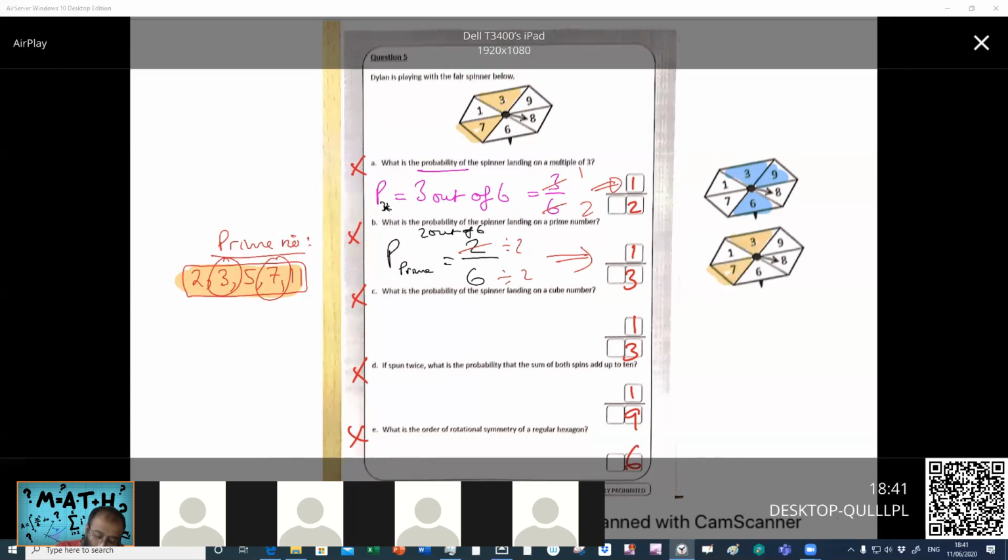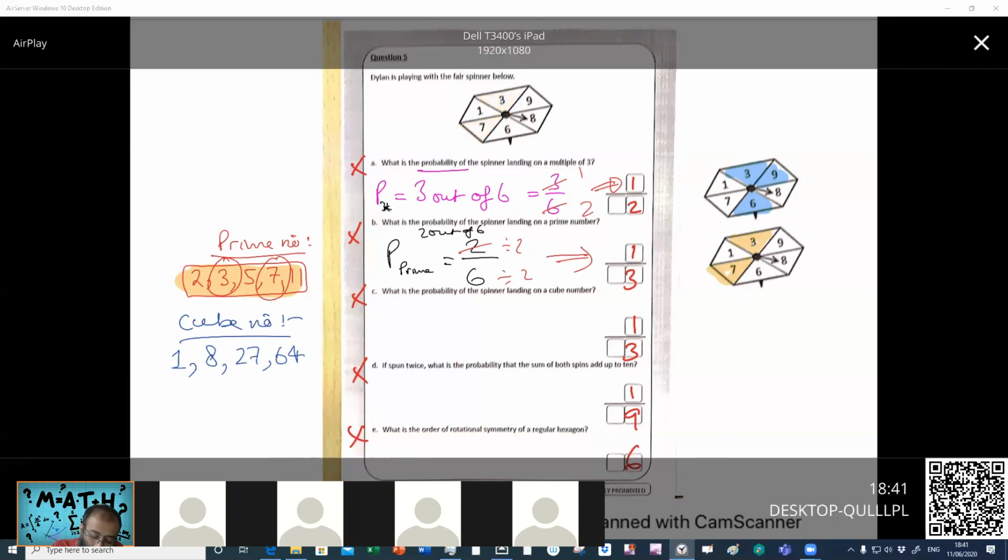Okay, next question. Question C, read. What's the probability of the spinner landing on a cube number? Okay, what are cube numbers? Cube numbers are numbers that give you volumes: 1 times 1 times 1, 2 times 2 times 2, 3 times 3 times 3, 4 times 4 times 4. These are cube numbers. So how many of those numbers are above?